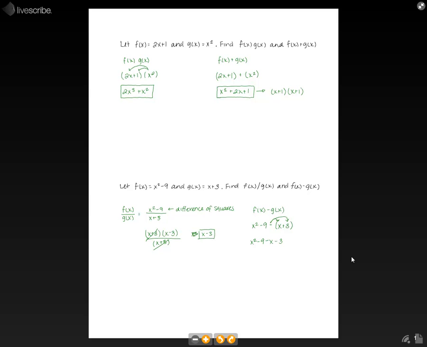If we gather like terms, so we add these constants together, we get x squared minus x minus 12. We can either leave it in this form, or in factored form, this would be (x minus 4)(x plus 3). But we can just leave it in this form for right now, and that is the answer to f(x) minus g(x).